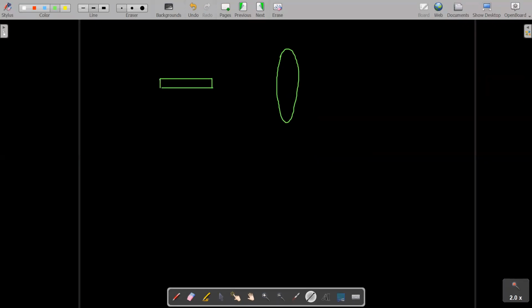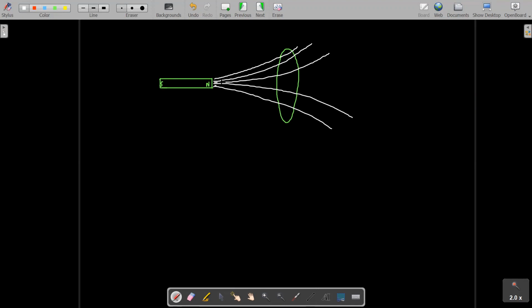I have some magnet here. I am saying that this is the north pole of the magnet and this is the south pole of the magnet. And now the magnetic field lines are like this. So let us say that this is how magnetic field lines are crossing this area.